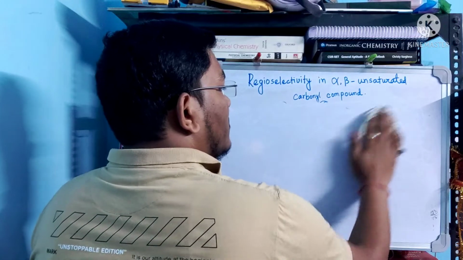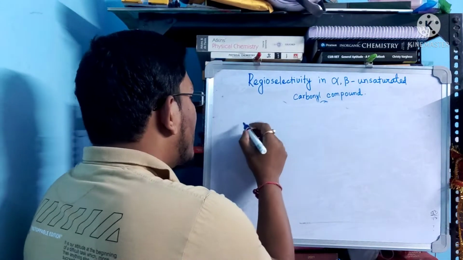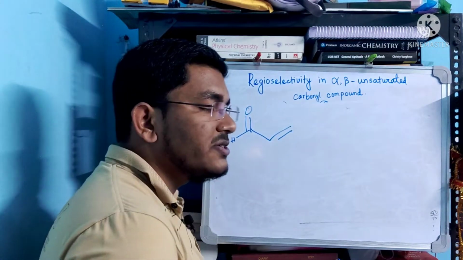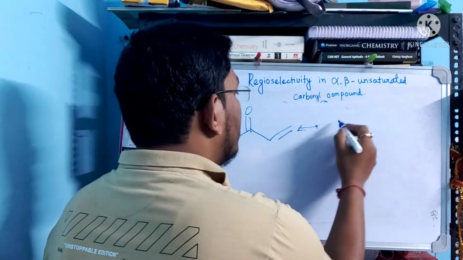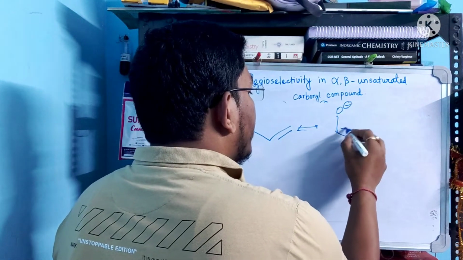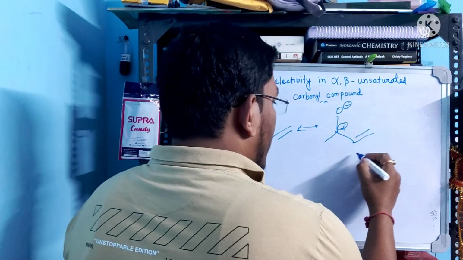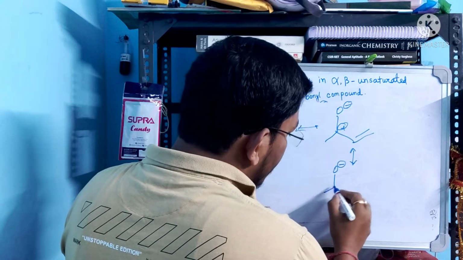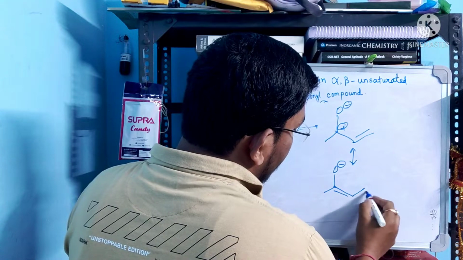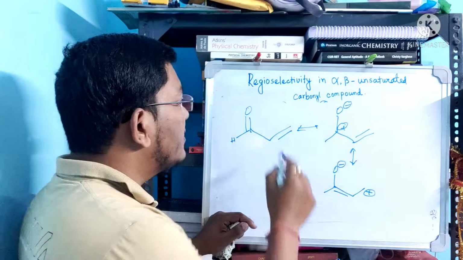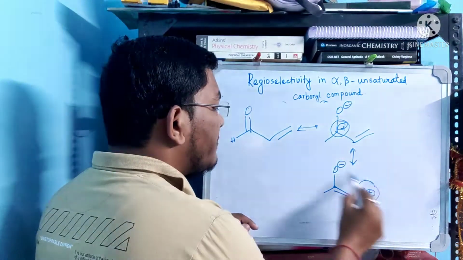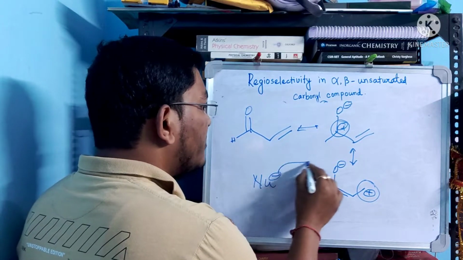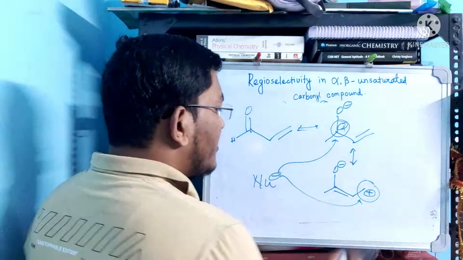if the system is alpha beta unsaturated, here we can check through the resonating structure that in this case there are two electrophilic centers. Now when a nucleophile comes, it can attack at both centers, here also, here also.